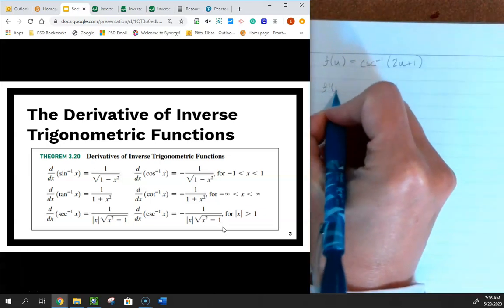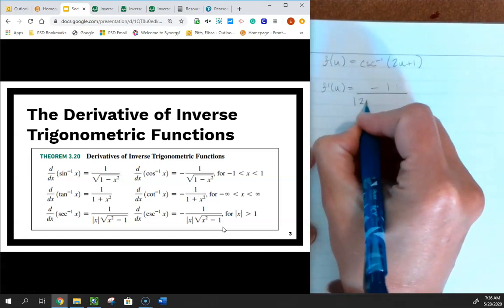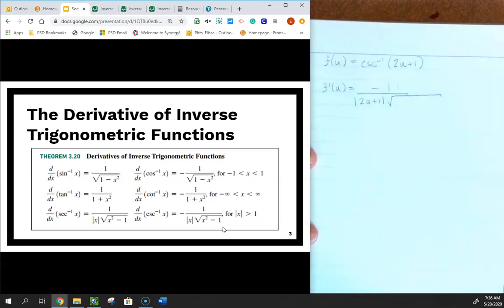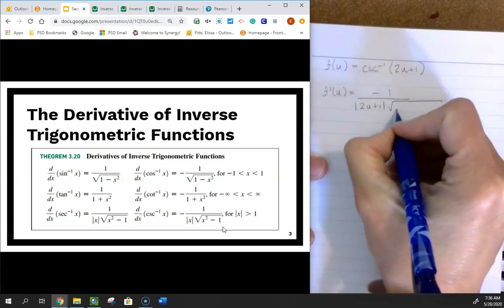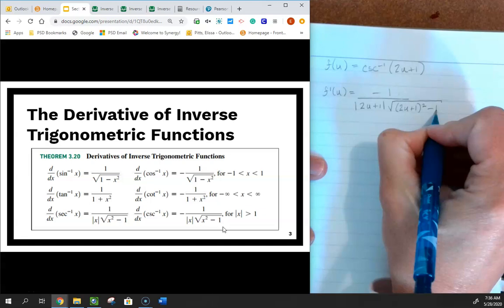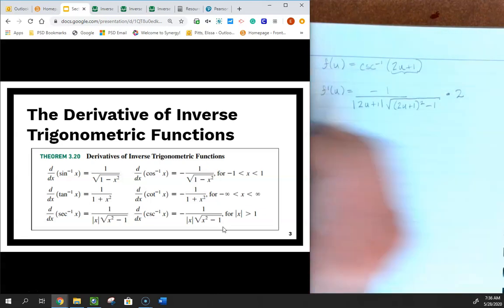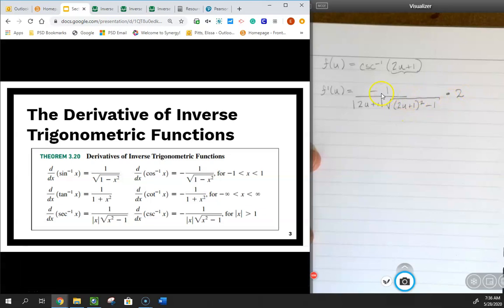f prime of u equals negative 1 over the absolute value of 2u plus 1 times the square root of 2u plus 1 squared minus 1, and then we need to multiply times the derivative of what's inside of here, so we're going to multiply by 2. And I'll leave the rest of that algebra for you. Your book is going to multiply this out and then subtract 1, and they're going to multiply the negative 1 times the 2, but there's not a ton of algebra with that one.